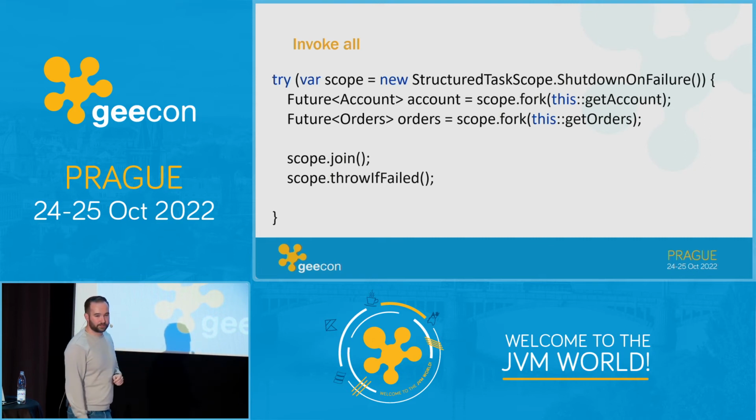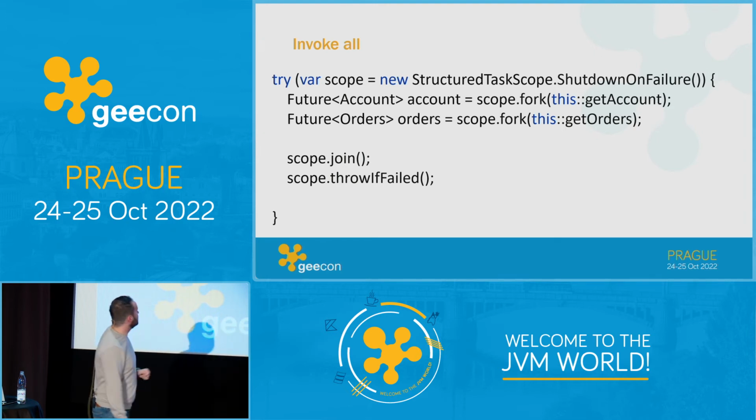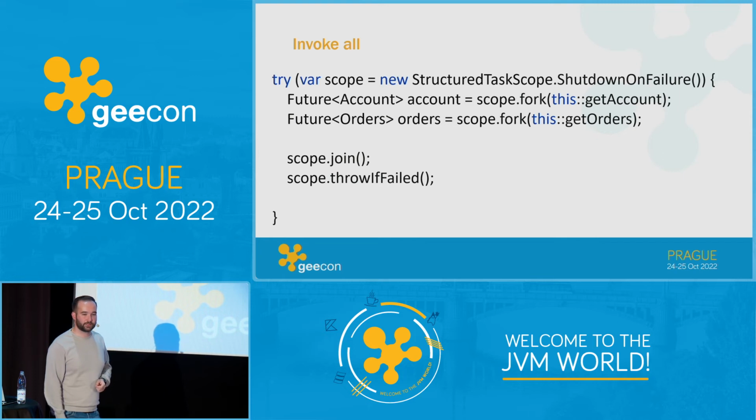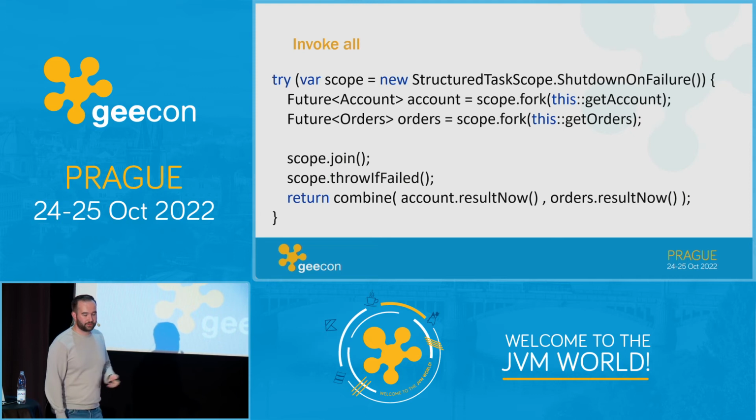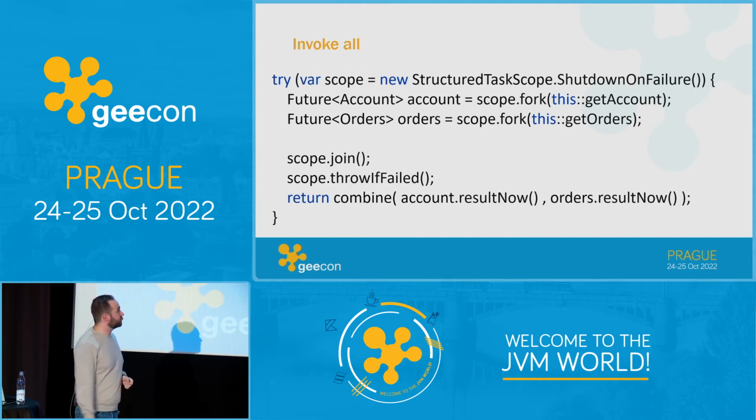So let's continue this code. Let's say both of these threads have finished correctly. Then we will continue, and we will see the scope.throwIfFailed. At the throwIfFailed, we will propagate the error that one of these two threads has thrown. If none of the threads have thrown an exception, we can continue, and we can create the result that we want.